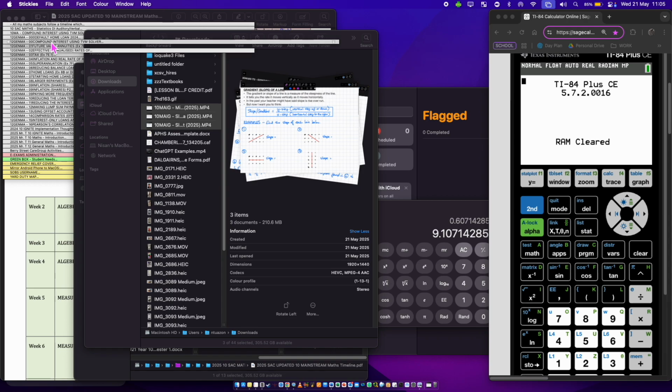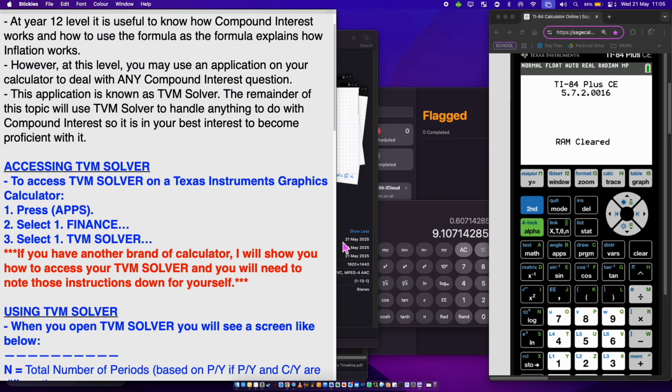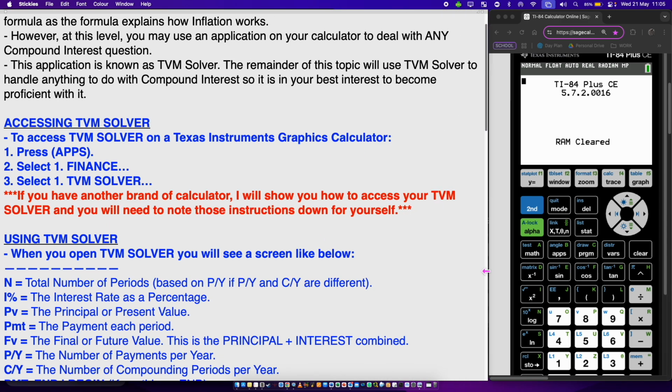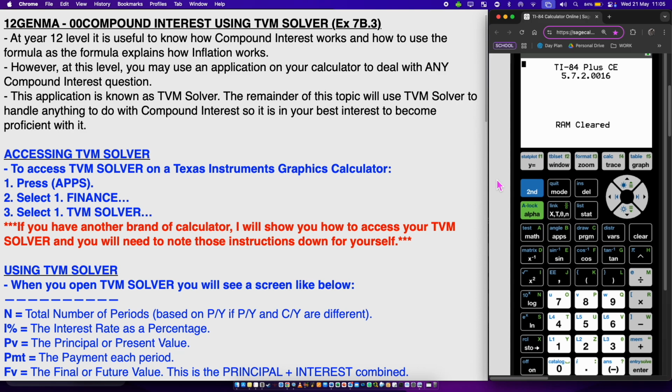All right. Compound interest using TVM solver. So we're going to do this using notes on the Mac. I'm not going to be writing, so that might be good for you because my writing sometimes gets sketchy when I'm walking around. I showed you the compound interest formula last lesson.